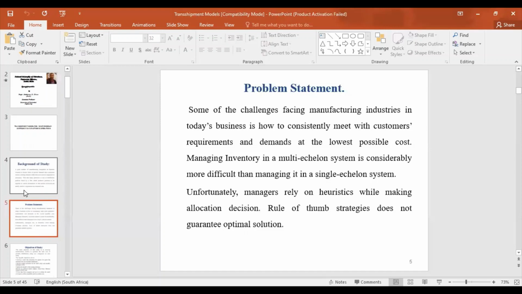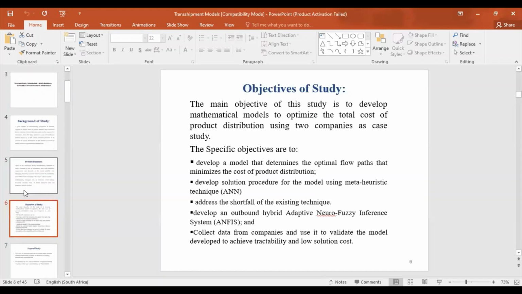Unfortunately, managers rely on rule of thumb and heuristic methods in making allocation decisions. The rule of thumb has never guaranteed an optimal solution. So it's very important to now look at a much more robust algorithm for solving this kind of problem.